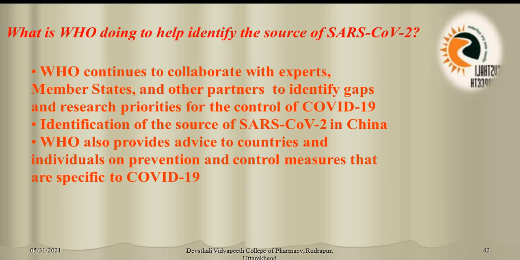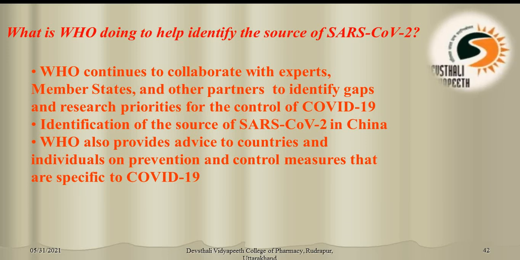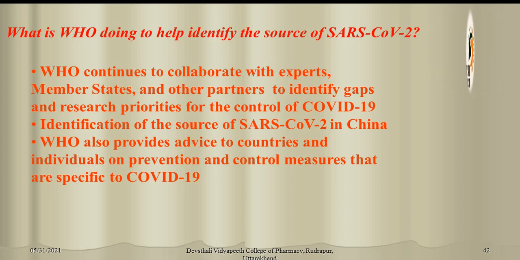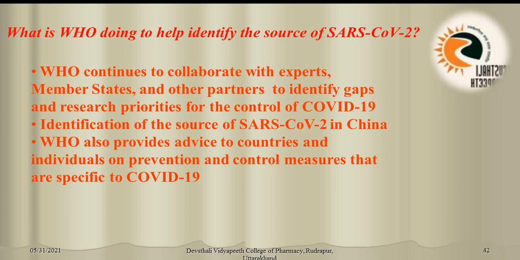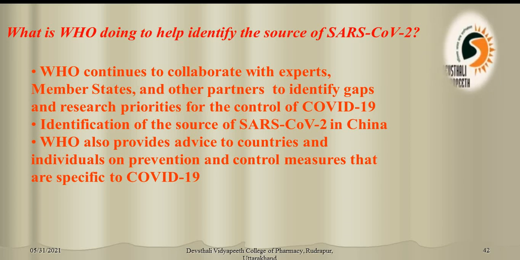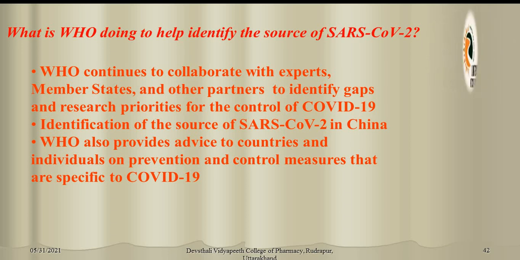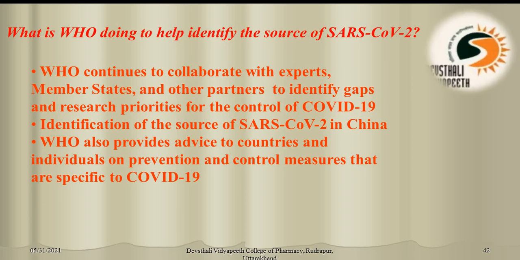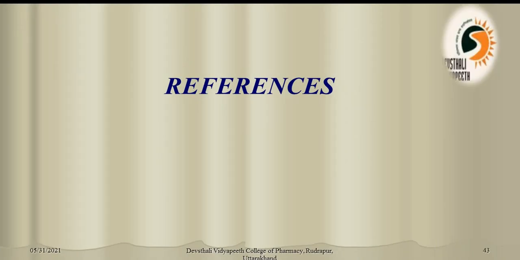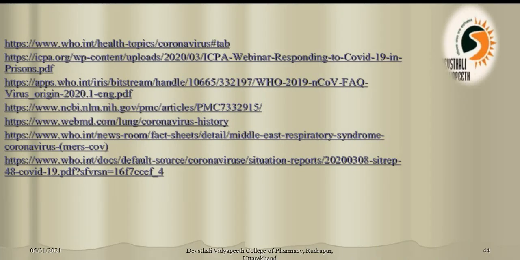Looking at what WHO is doing to identify the source of SARS-CoV-2, WHO is continuously collaborating with experts, member states, and other partners to identify the gaps and research priorities for the control of COVID-19. It is also engaged in identifying the actual source of SARS-CoV-2 in China. WHO also provides advice to countries and individuals on prevention and control specific to COVID-19. These were some of the references from which the data has been taken.